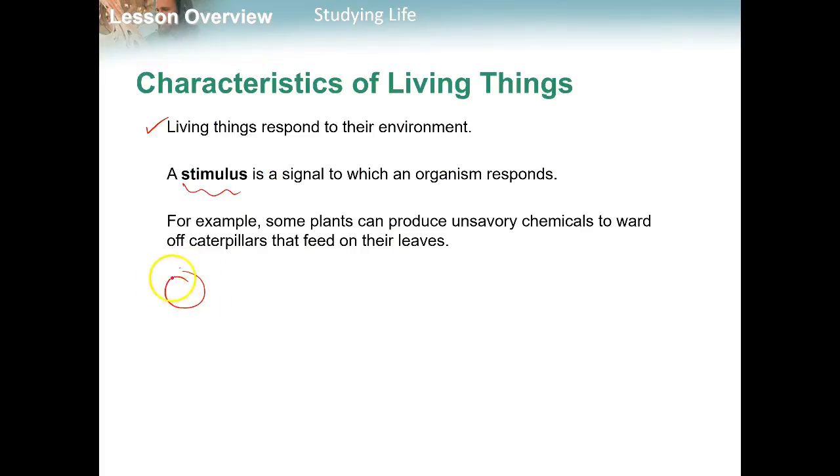Flowers, you've got sunlight. And I don't know why that keeps making those lines, but you've got sunlight, and a flower will grow towards the sunlight. There's my little rendition of a flower. It'll move towards that sunlight, and that is a response. It'll lean towards the sun because it needs that sunlight instead of just growing straight up.